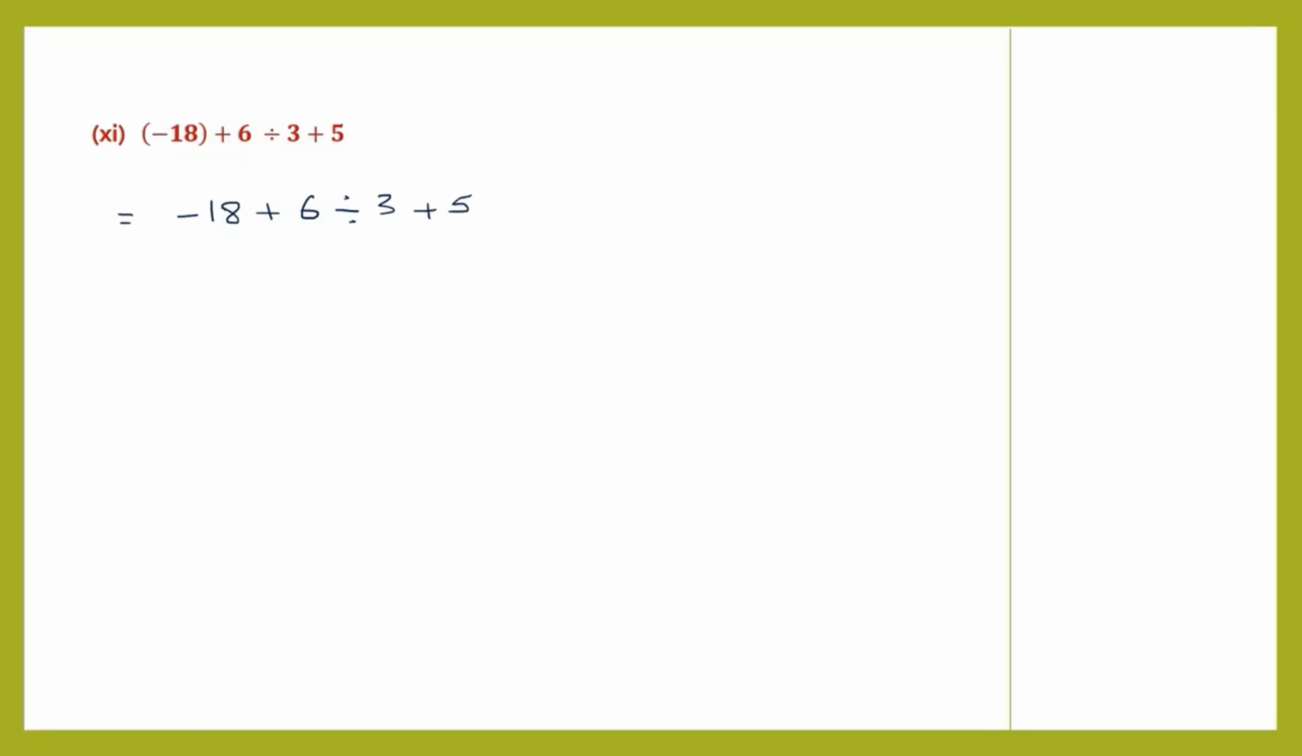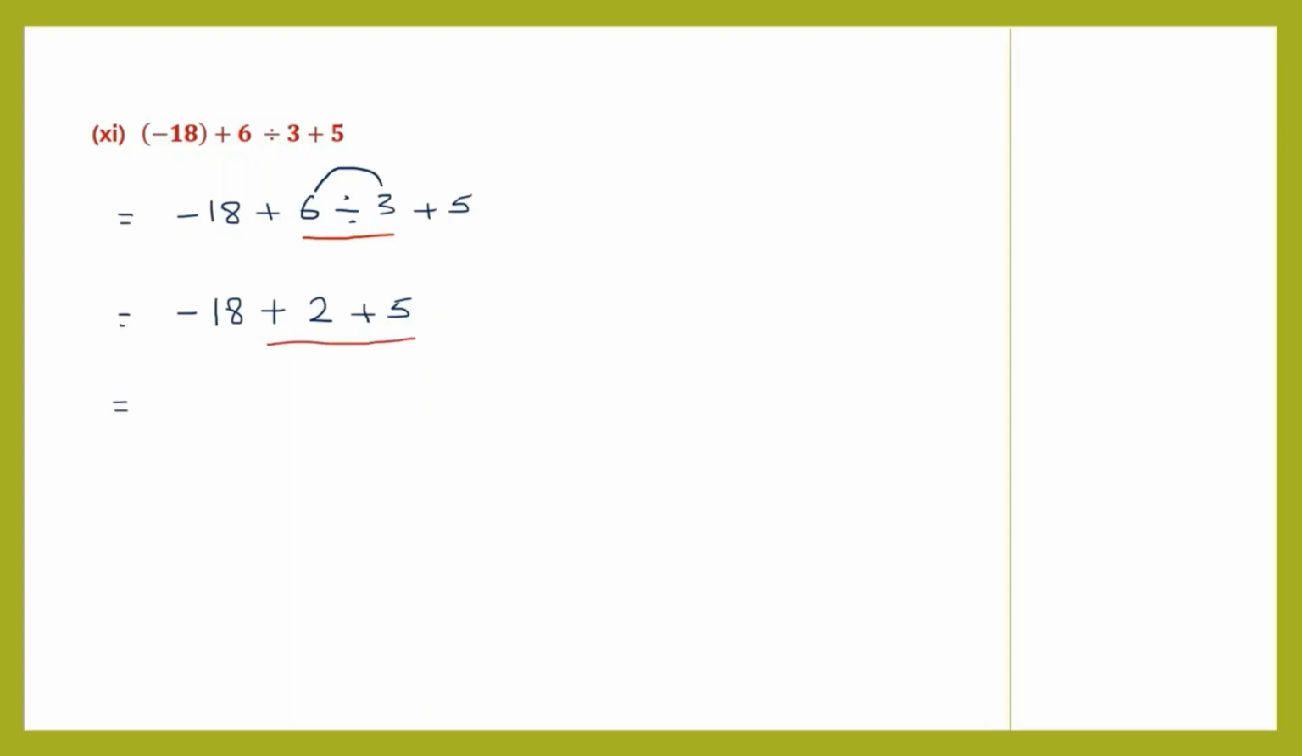Now we have the different operations, addition, division, again addition. So we have to do division first. So that is 6 divided by 3. So let's write everything else as it is. Minus 18 plus 6 divided by 3. 3 2's are 6. So we write the 2 here. Plus 5. Now let's do addition. That is plus 2 plus 5.